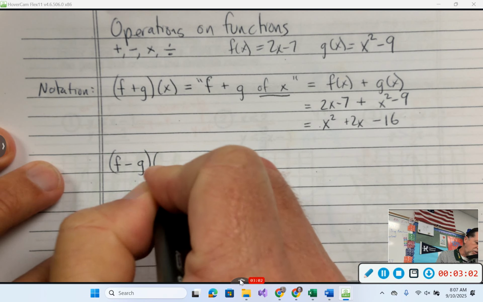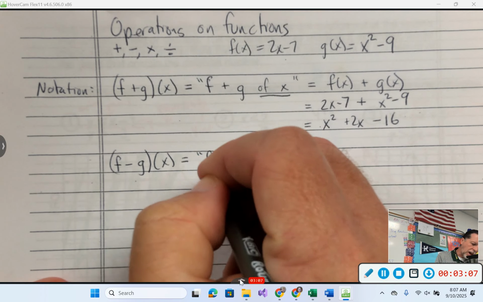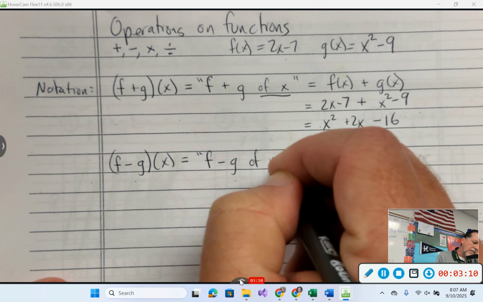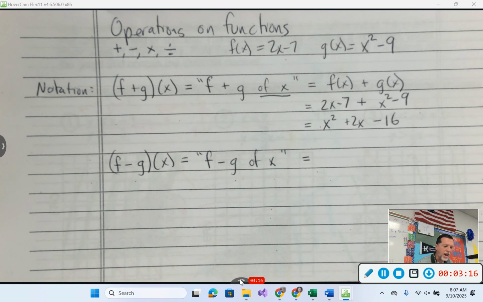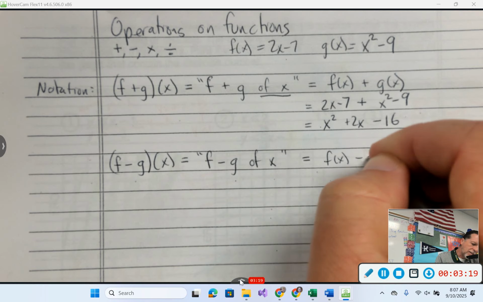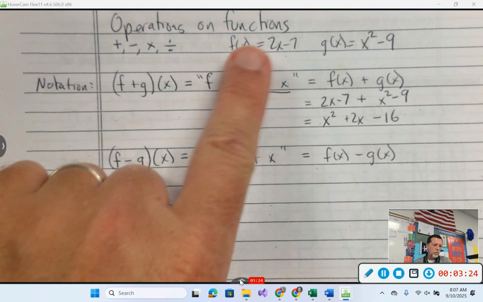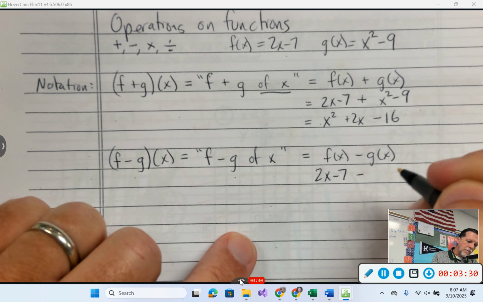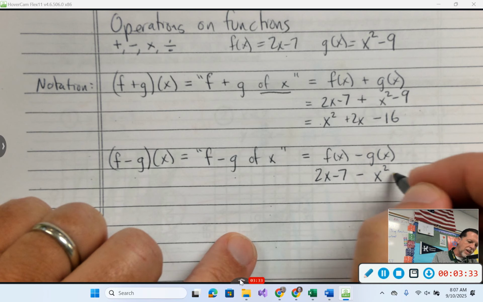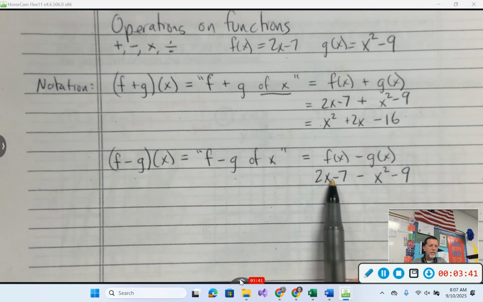All right, f minus g of x. Same type thing here. f minus g of x. You're not going to subtract and then multiply by x. You're just going to subtract f of x minus g of x. So let's plug in for f of x, 2x minus 7, minus, and then here's where some people are going to make a mistake. If they write it like that, what I wrote is not quite right.